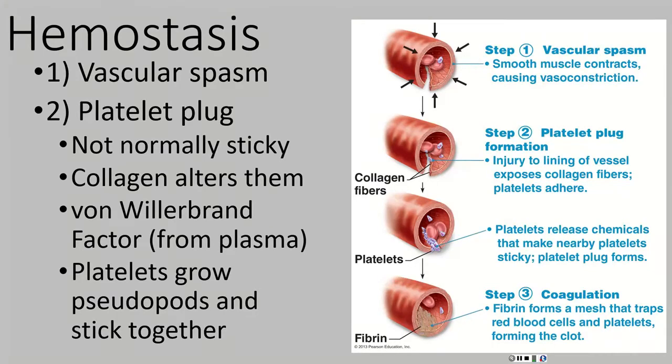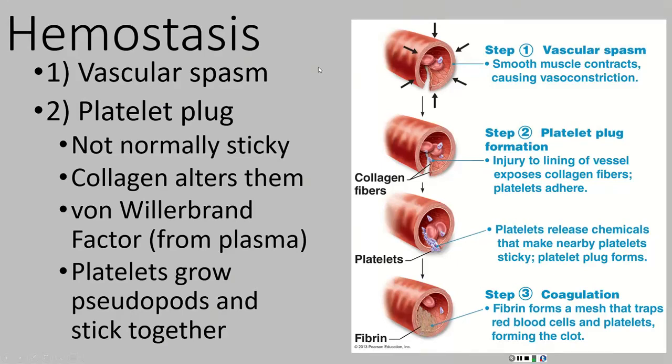So you get cut or somehow a blood vessel gets damaged. And that's what we see here in the top image. This blood vessel has a tear in it, so you're going to start to bleed. We need to stop that bleeding. And the first thing that happens when there is damage to a blood vessel is something called a vascular spasm.